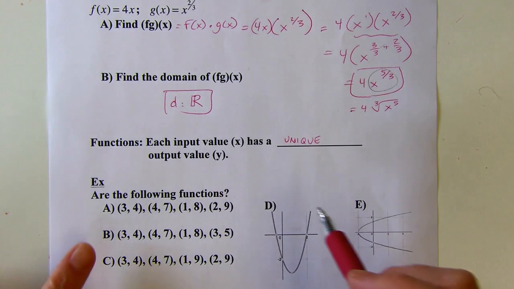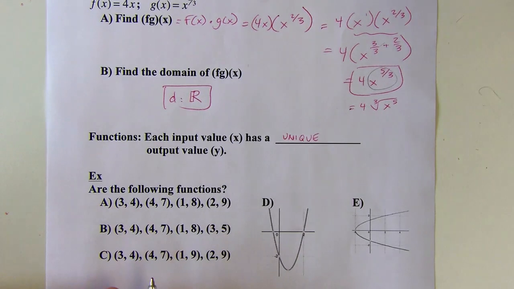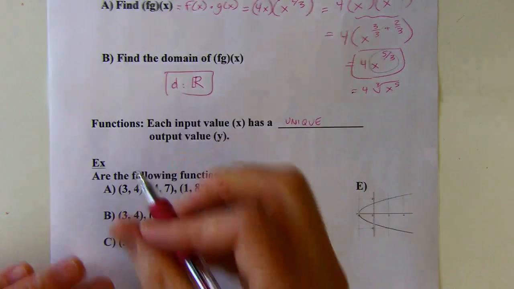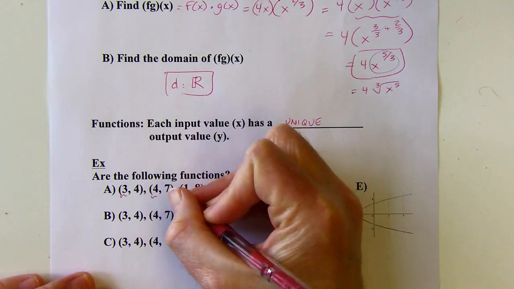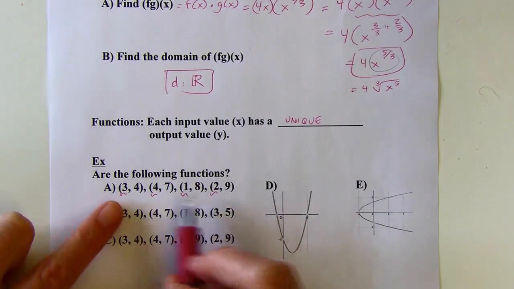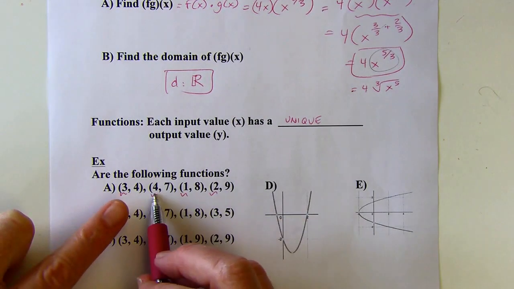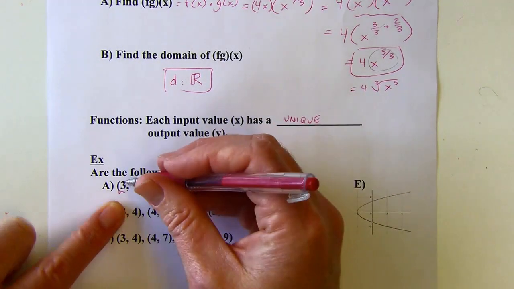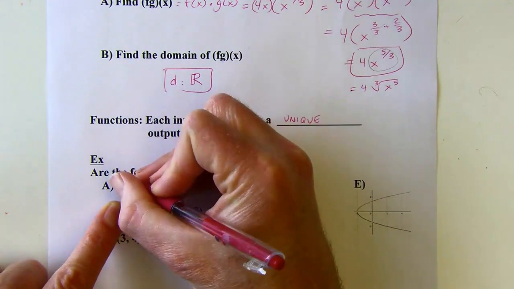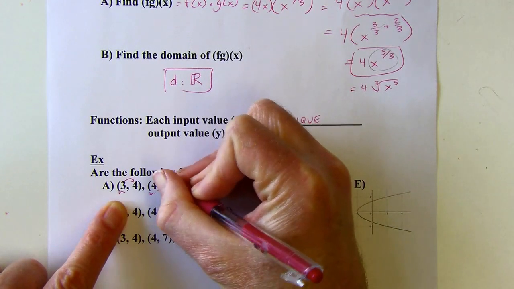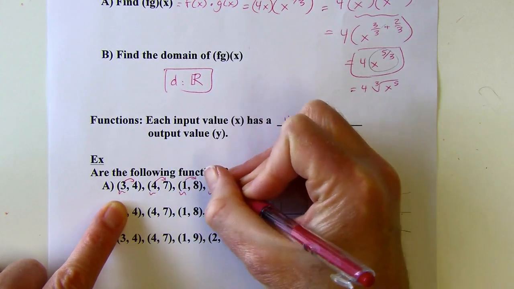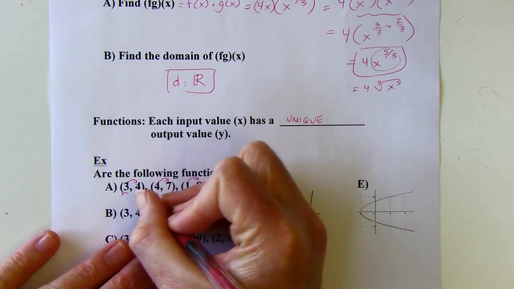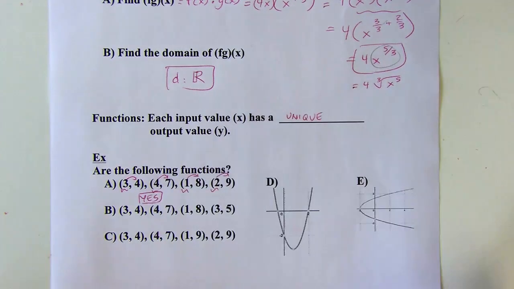Okay. So looking at problems like A, B, and C, and I'm trying to decide are these functions or not, I start usually by scanning the x values, and I'm seeing are there any repeat x values? And there aren't here. I've got 3, 4, 1, and 2. So whatever they lead to, I know what happens when I have a 3, it always leads to a 4. When I have a 4, it always leads to a 7. 1 always leads to 8. 2 always leads to 9. If the x's are all different, it's always going to be a function. So that one is a function, okay?